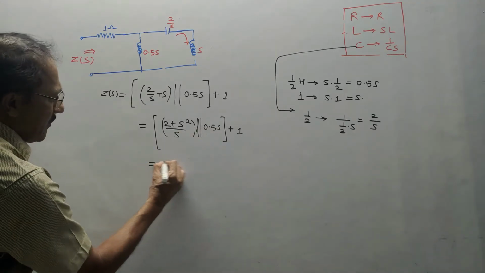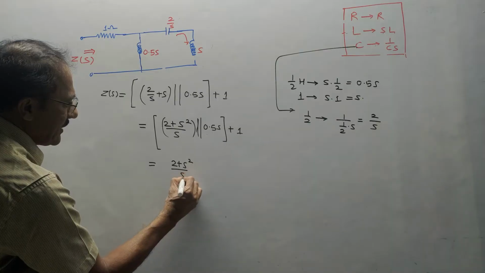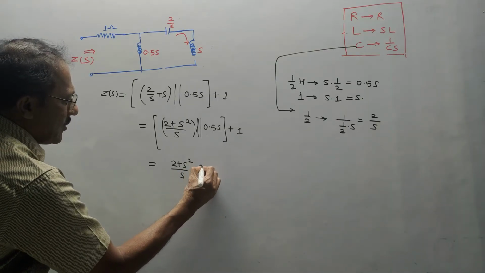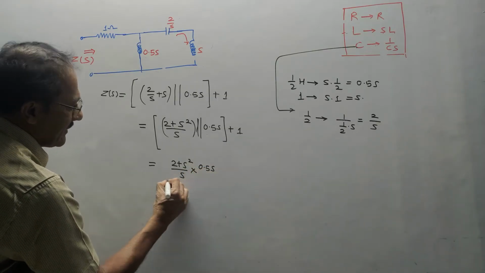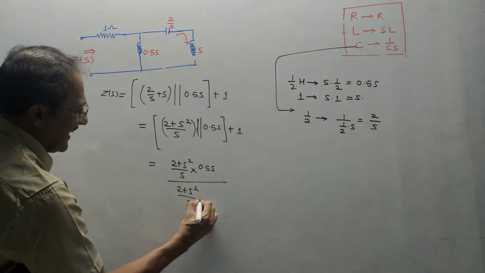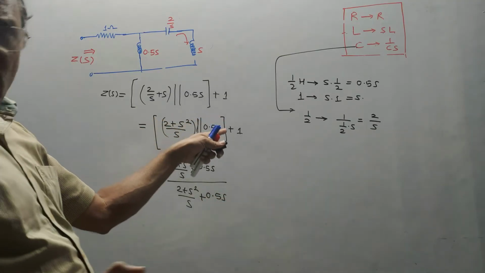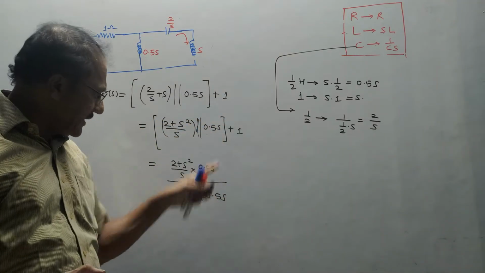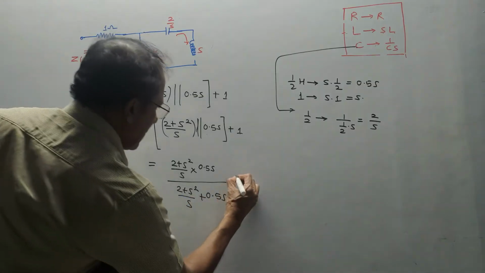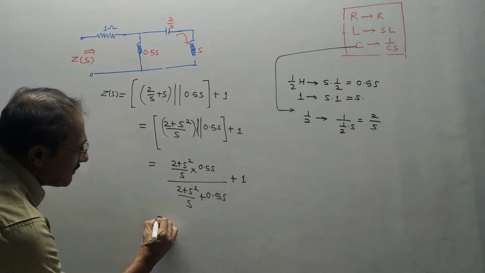We know the rule. In parallel combination, I have to mark it like this, (2 plus s square) upon s into 0.5s, divided by (2 plus s square) upon s plus 0.5s. Follow the rules of parallel combination. In the numerator take multiplication, in the denominator take addition, plus 1 remains as it is. Let us simplify it further.